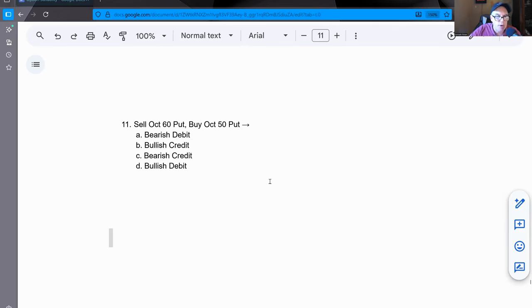Sell an October 60 put. Buy an October 50 put. The high strike is the dominant on the puts. So this is a sell, that's a credit. So it's a credit put spread. We know that. Credit, selling means credit. We want it to narrow and expire. And selling a put is bullish. So this is a bullish credit spread. This is B. Okay, you guys do the last 10.